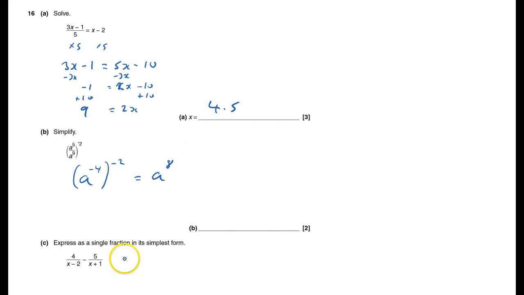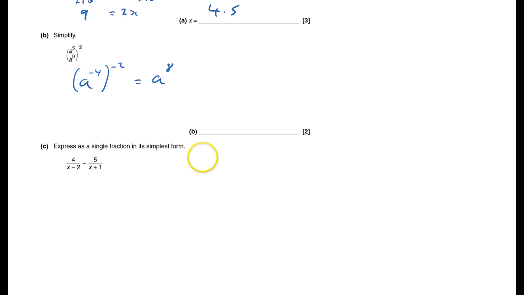And express this as a single fraction. Well, I need to make sure that the bottoms are the same in this case, so that I can add them. The denominators have to be the same. So I'm going to multiply this one by x plus 1. So I'm going to get the bottom being x minus 2 times by x plus 1. That's going to be the first one, and minus, and I'm going to have to make the other one also be x minus 2 times by x plus 1.